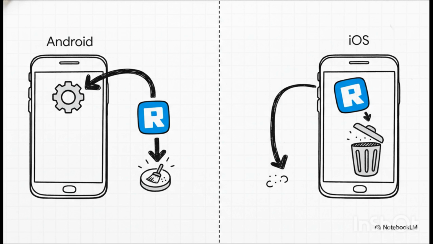Offload app is like clearing the cache. It gets rid of the app but saves your data. If that doesn't do the trick, delete app will give you a totally clean slate with a fresh install.